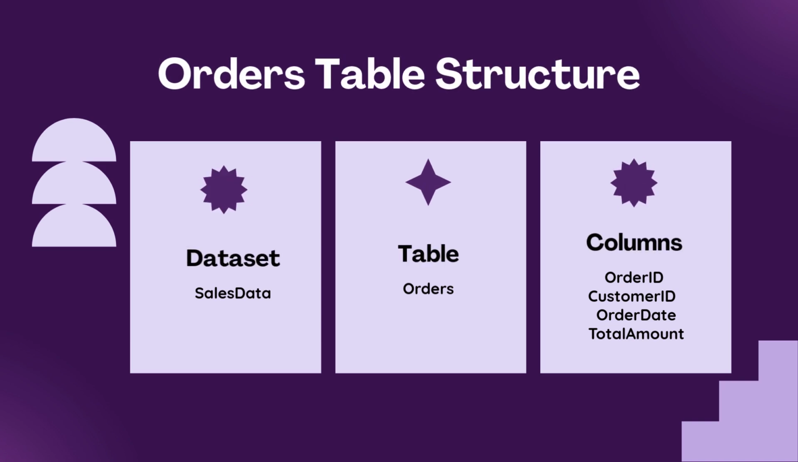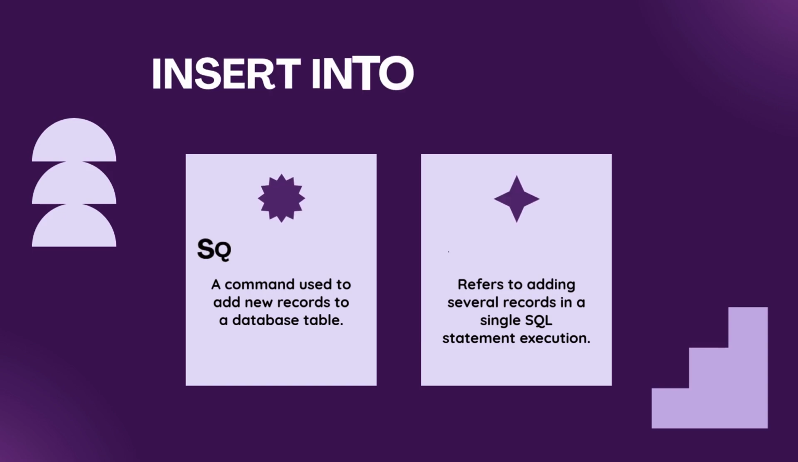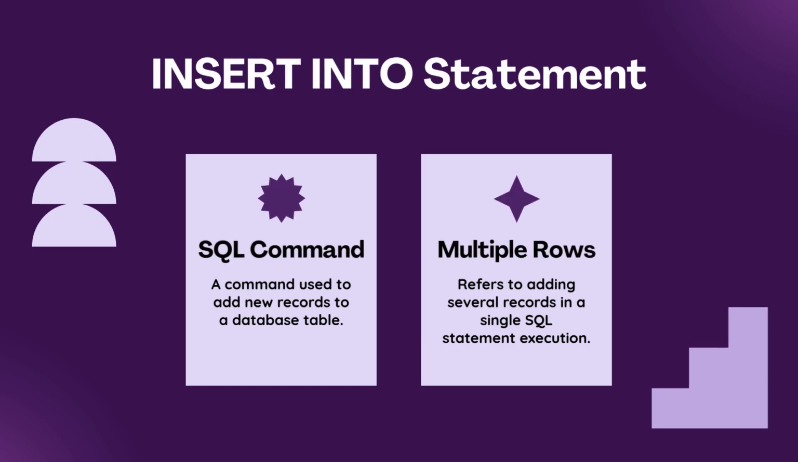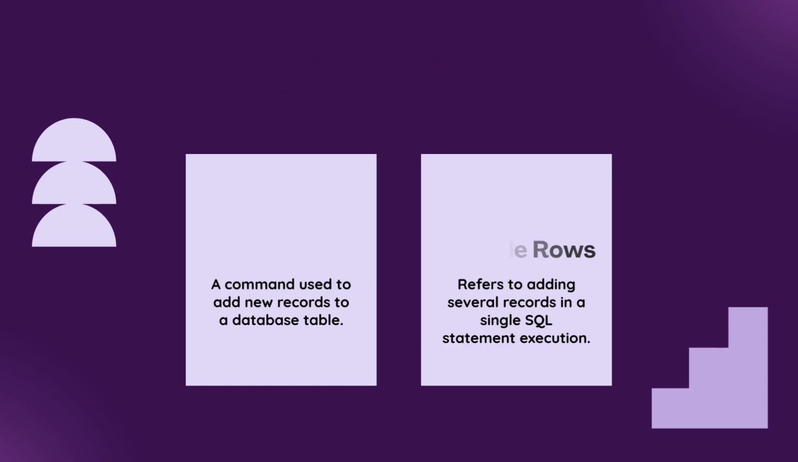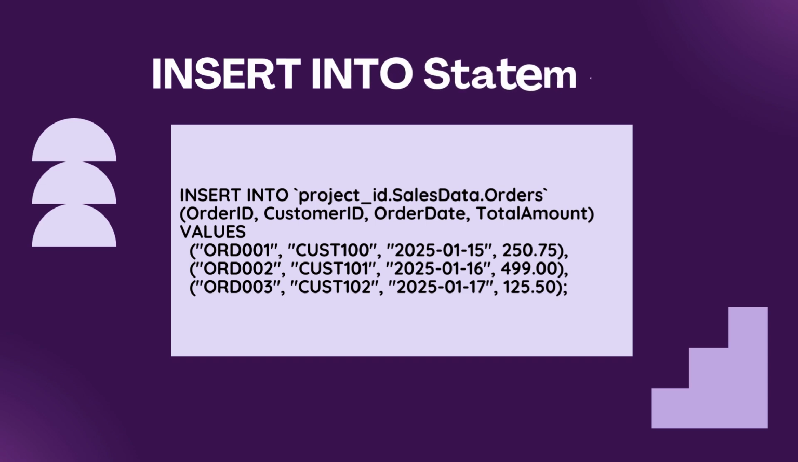We had a dataset called sales data inside our project, and within that dataset, we created a table called orders. The table had 4 columns: order ID, customer ID, order date, and total amount. Now, an empty table is just like an empty spreadsheet. It doesn't do much until we actually put some data into it. So how do we insert rows of data? In BigQuery, we use the insert into statement. Let's look at an example.